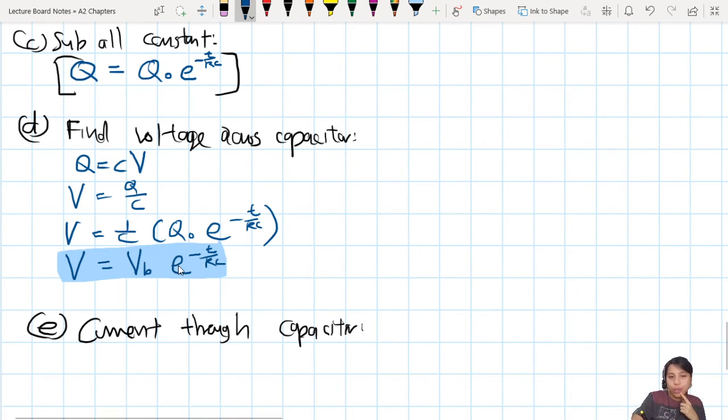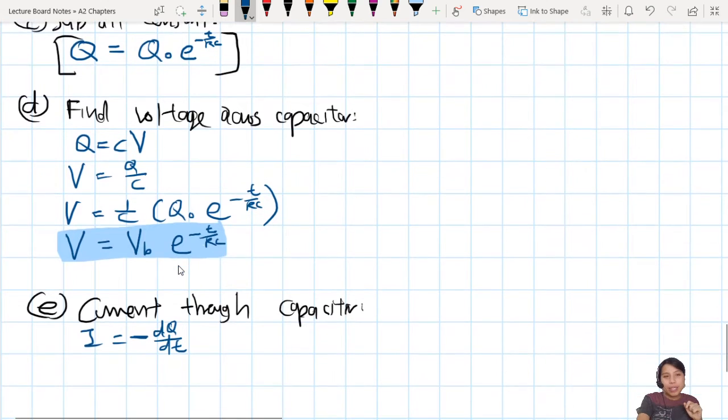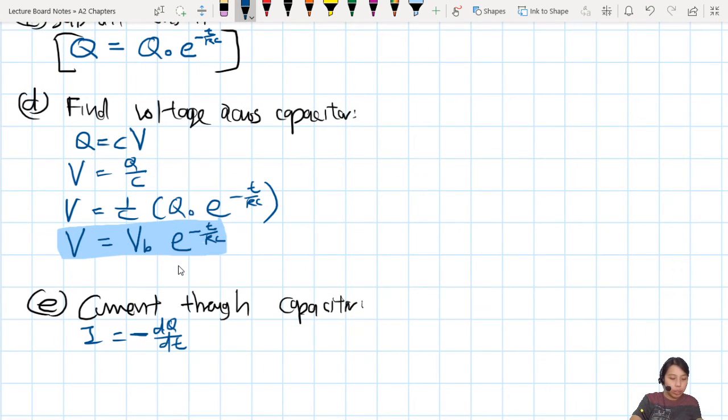That is through I equals dQ/dt, the rate of change of charge at the capacitor. But this is discharging, so there's a negative here. So if we want to differentiate this, we have to differentiate.